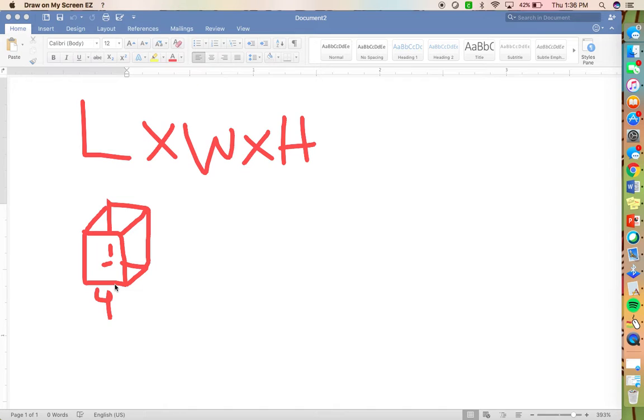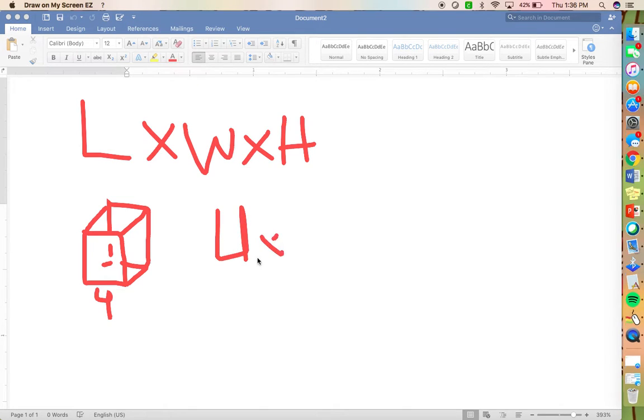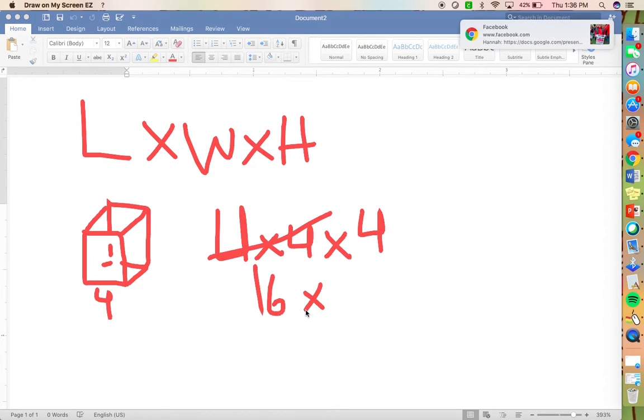So we can just plug in 4 for length, width, and height. So we have 4 times 4 times 4. The first thing we're going to do is 4 times 4, which is 16. I'm going to cross this off so I know I used it. 16 times 4. I'm going to do that off to the side just so you can see my math.